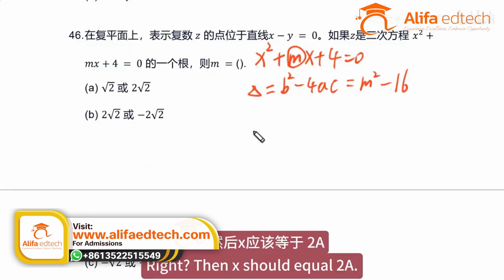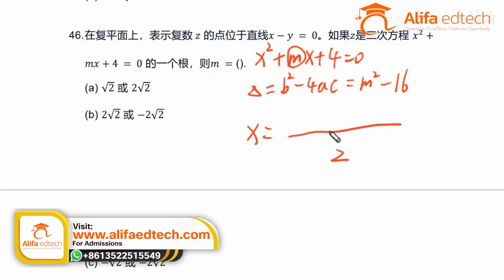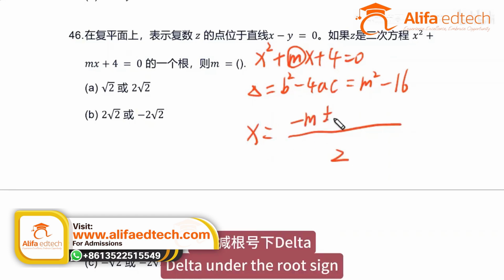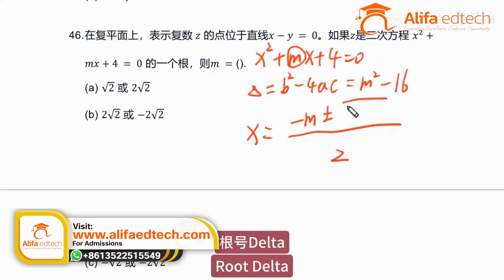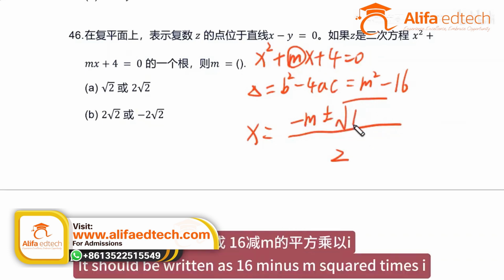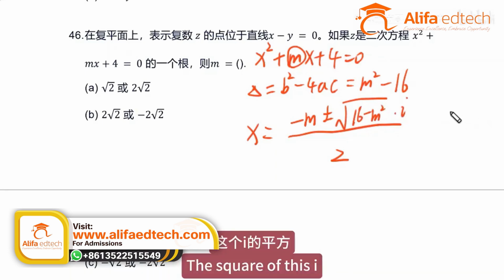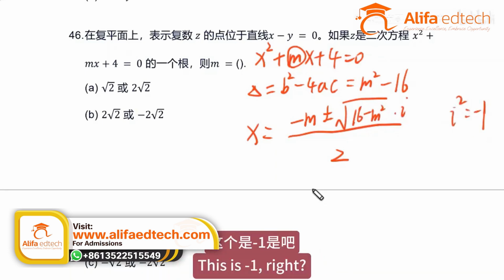That method, right? Then x should equal negative b plus or minus the square root of delta, over 2a. The square root of delta. Here we should write it as the square root of 16 minus m squared, multiplied by i. We need to remember the square of i is -1, right?